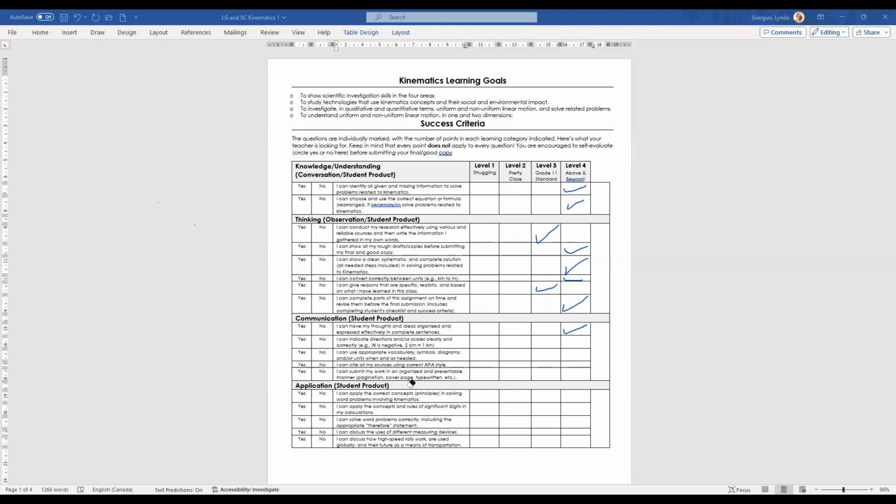Whenever there is a presentation, you know how to do it, so put check marks. And application, we keep working on it. When you solve problems, you can apply concepts. You can discuss different devices, how to use a car speedometer to check instantaneous speed. And discuss high speed rails. Okay, I will save.